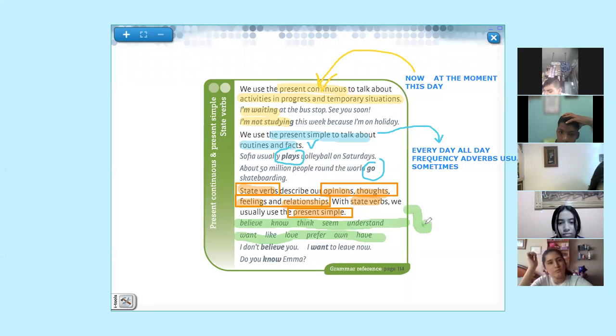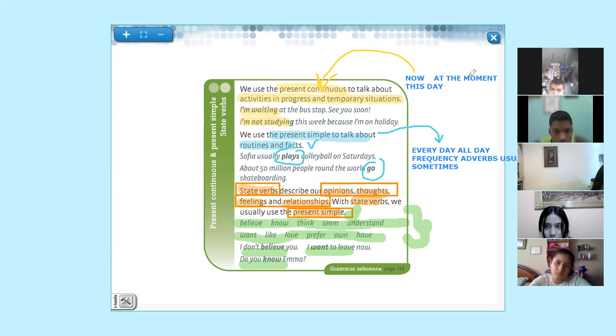Those are the state verbs. And you are going to work with these, for example, I don't believe, do you know, I want to live, because you are going to use them only with the simple present tense. That is the versus that we are going to do in this case. What is the conclusion?